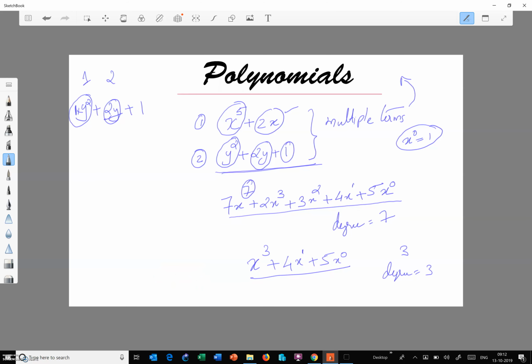And let's consider another example, which is 8x square plus 3x. Now degree is 2 because 2 is the highest exponent in this polynomial, and the coefficient of x square is 8 and the coefficient of x is 3.